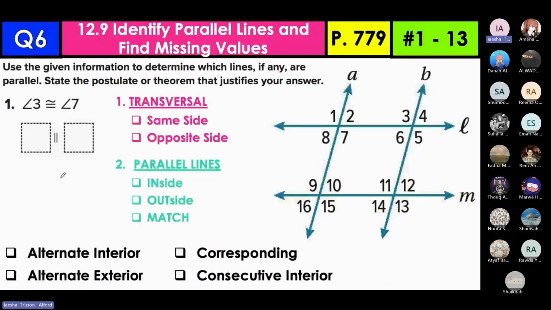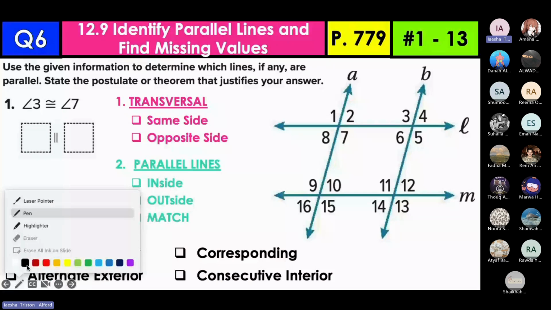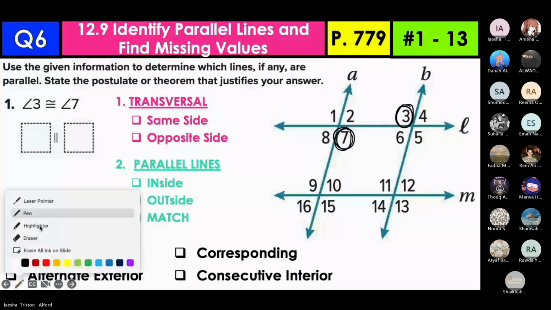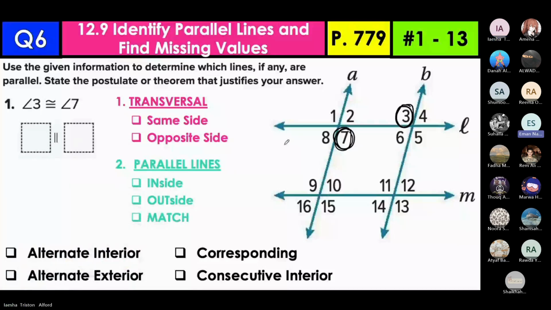So for this one, you have to say the name. And what is the parallel? Similar to what we just did in question number 4. So here is 3 and here is 7. What should be your transversal for this? The transversal is going to be L, because it touches both. So are 3 and 7 on the same side or opposite side of the transversal?